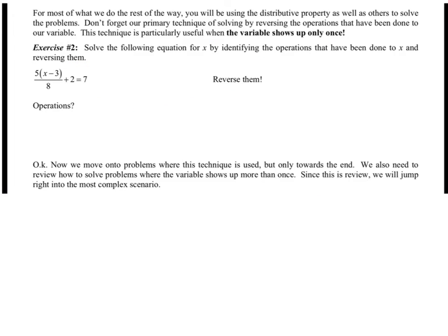For most of what we do the rest of the way, you'll be using the distributive property as well as others to solve for problems. Don't forget the primary technique of solving by reversing the operations that have been done to the variables. So, solve for x by identifying the operations that have been done and then reversing them. So, the first thing that happened to x was subtracted 3. Next was multiplied by 5. Next was divided by 8. Then 2 was added. So we need to reverse them.